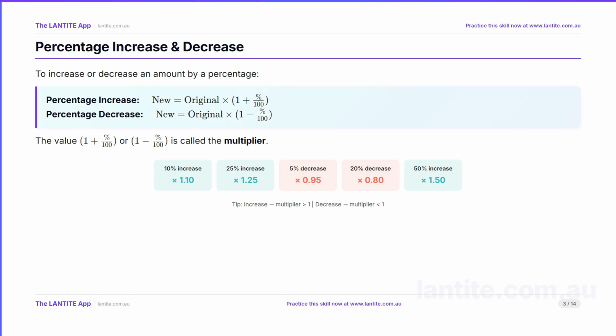Let's start with percentage increase and decrease. The key idea is the multiplier. To increase a value by a percentage, you multiply by 1 plus the percentage as a decimal. To decrease, you multiply by 1 minus the percentage as a decimal. For example, a 10% increase means multiplying by 1.10. A 20% decrease means multiplying by 0.80. Notice the pattern. If the multiplier is greater than 1, the amount goes up. If it's less than 1, the amount goes down.